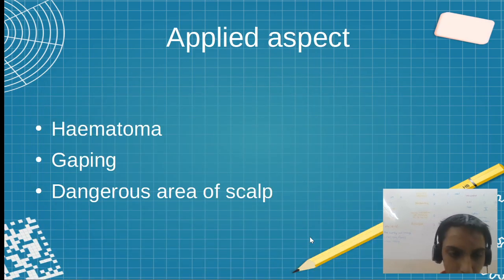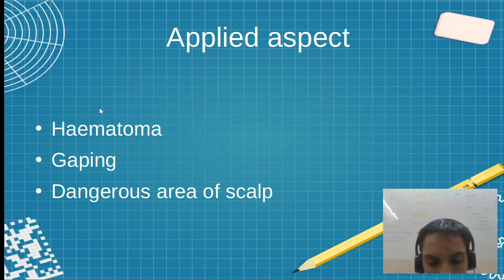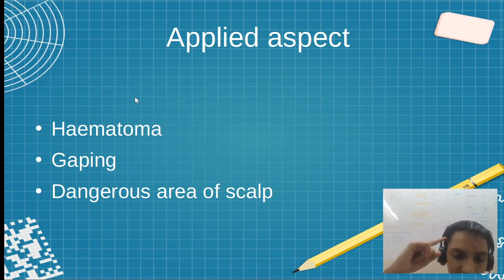Let's see the applied aspect. Hematoma, gaping of scalp, and the dangerous area. So hematoma. So scalp is having abundant amount of neurovascular supply. So very common for hematoma, especially in the roadside accidents. Nowadays roadside accidents are very common. So the pterion site of the skull will be fractured in the roadside accidents, and that leads to extensive bleeding.